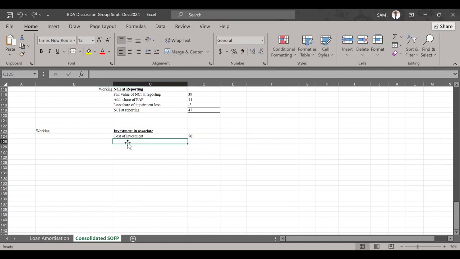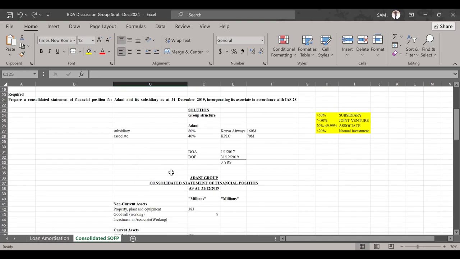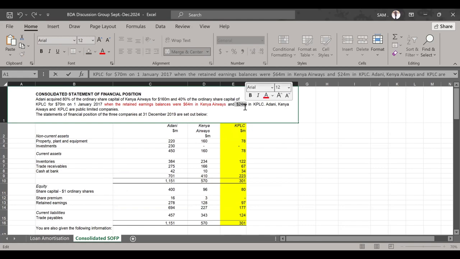Then we also remember that we are looking at the value of the associate at the end of the financial period. But there is also a profit which they make. How do we get to know if the associate made a profit or not? We will compare retained earnings at the date of acquisition and retained earnings at the date of the financial statement. That is very easy. Look at this statement of financial position. Now let's look at the associate part. At the date of reporting, the retained earnings was 97. But at the date of acquisition, the retained earnings we are given here is 24 million. So it was 24 when they were being acquired.